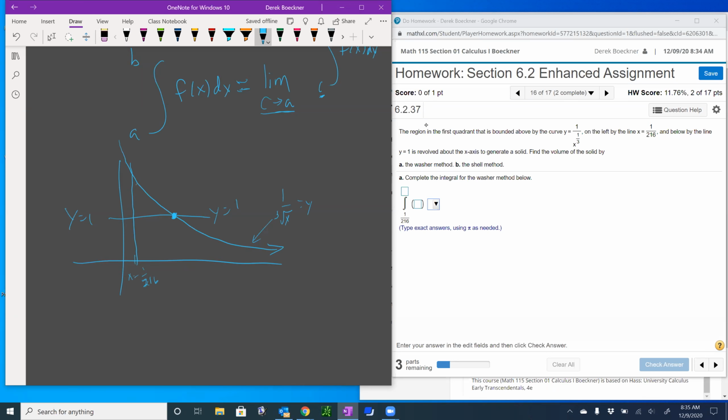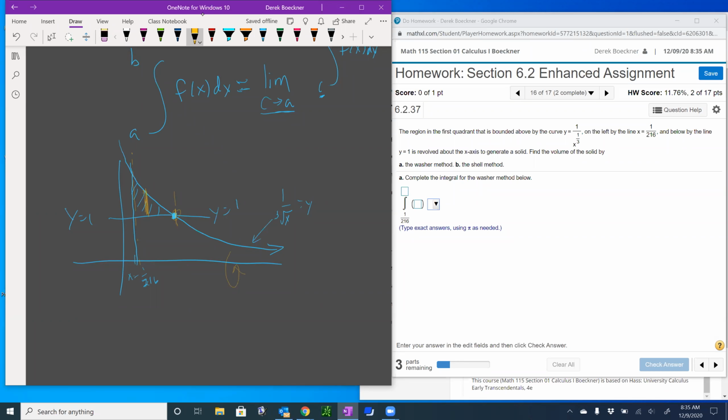So we're looking at this guy, right? And we want to find the volume first with the washer method. We're rotating this around the x-axis. So to get washers, I have to have vertical strips. They're going to start here at x equals 1 over 216, and they're going to end at whatever this point is. So I have to figure out what this point is.